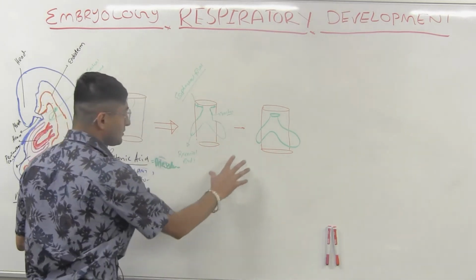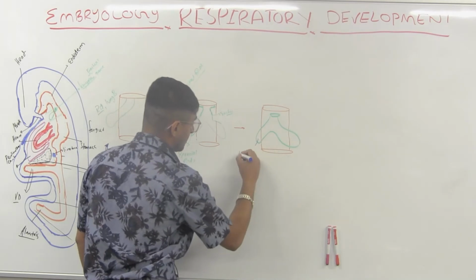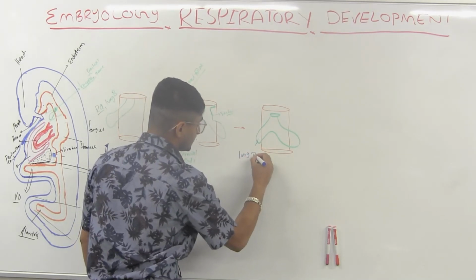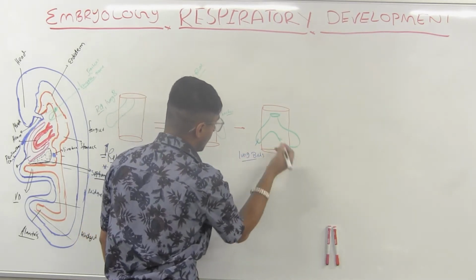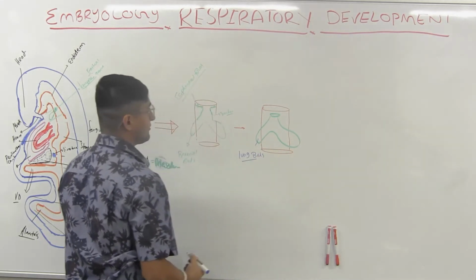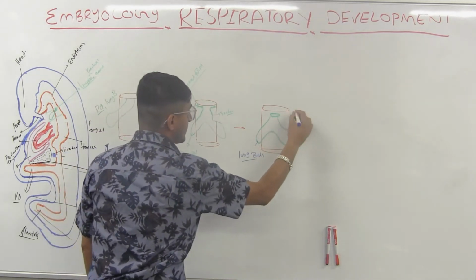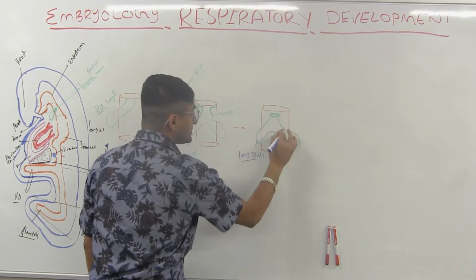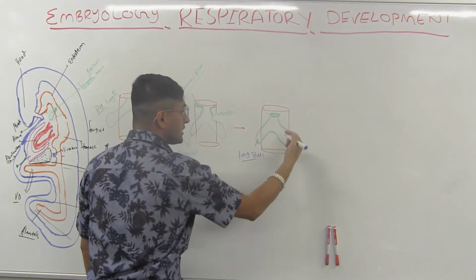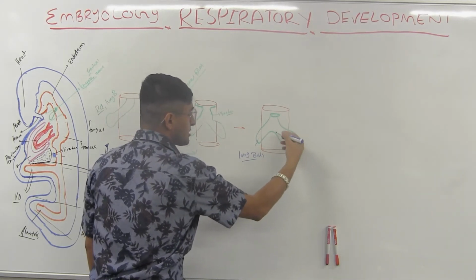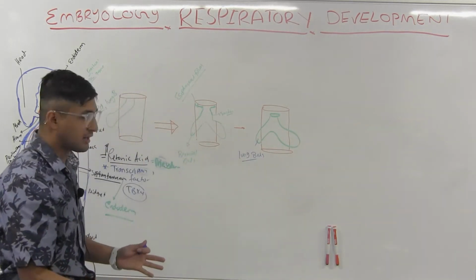These are called your lung buds, all right? They're called lung buds. These are called bronchial buds, if you want to be very clear. Now your esophagus, or foregut, and your trachea are divided. I mean, they're separated.